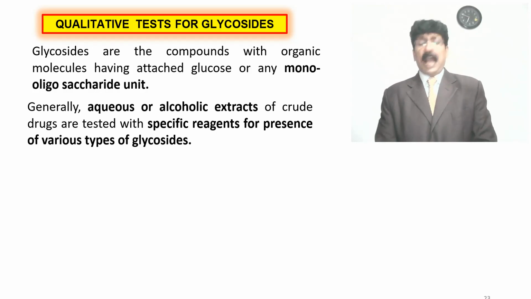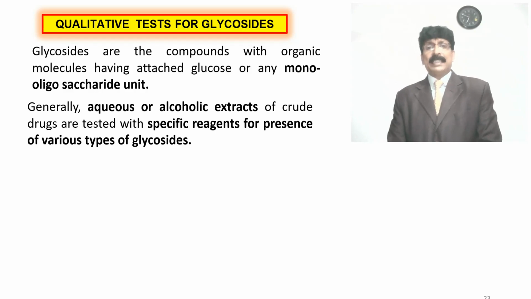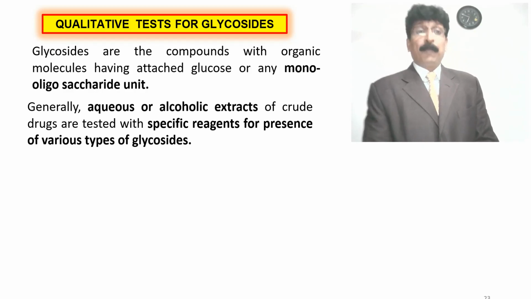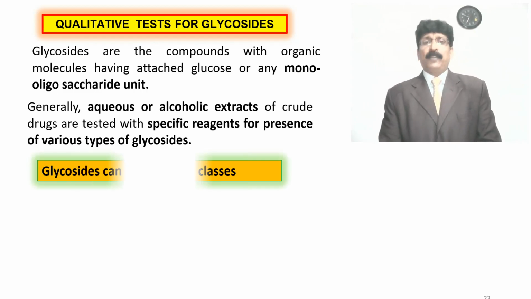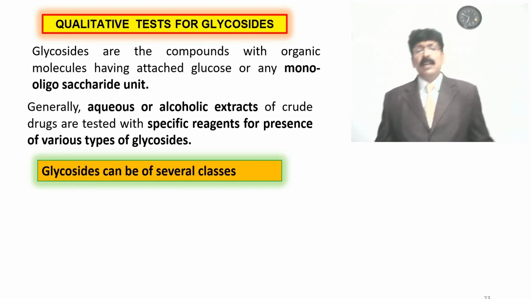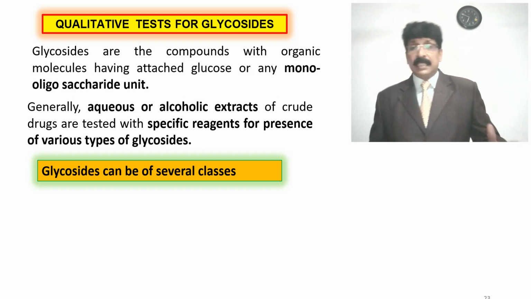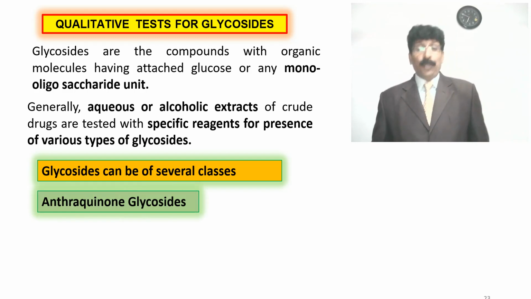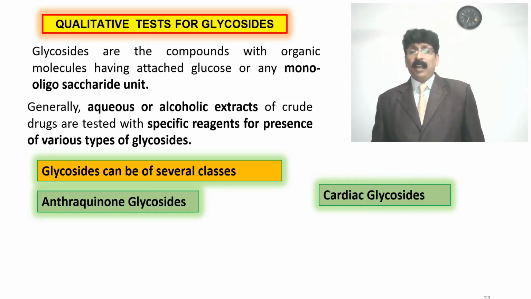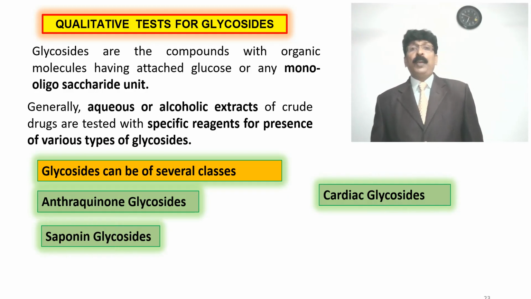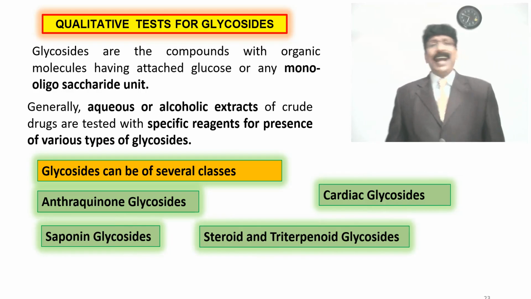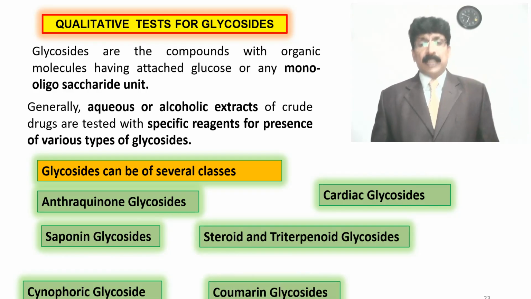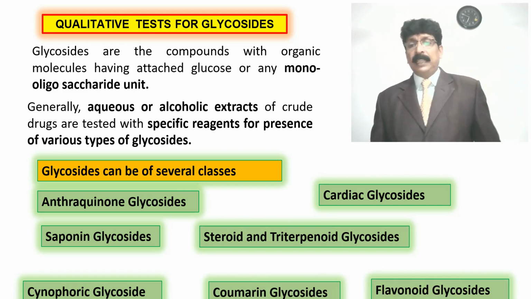Generally, an aqueous or alcoholic extract of a crude drug is tested with specific reagents for the presence of various types of glycosides. Glycosides can be in several classes, so we should know the classes. First one is anthraquinone glycosides, cardiac glycosides, saponin glycosides, steroid and triterpenoid glycosides, cyanogenic glycosides, coumarin glycosides, flavonoid glycosides.